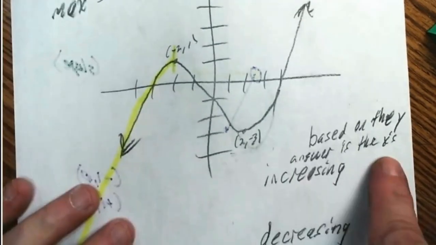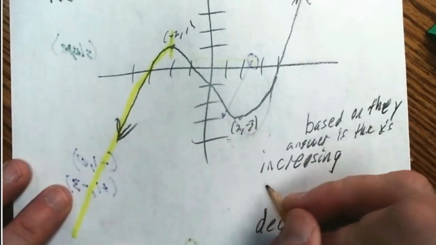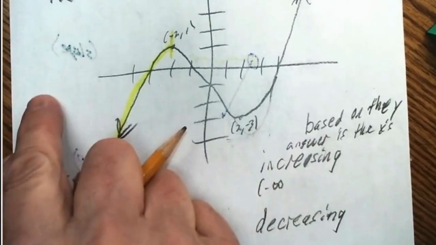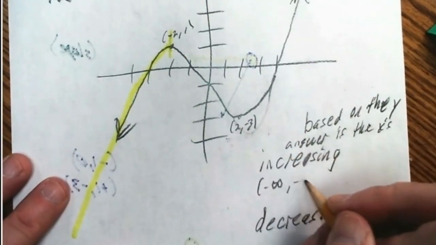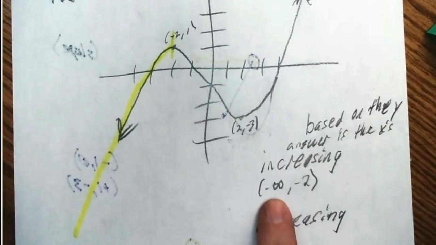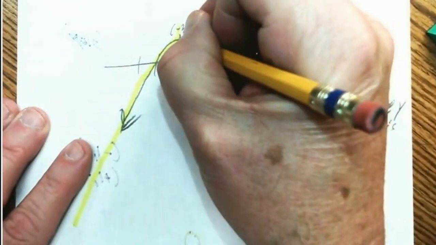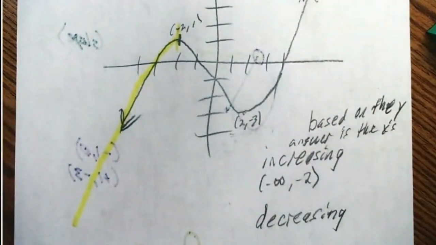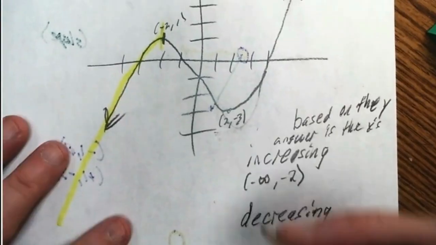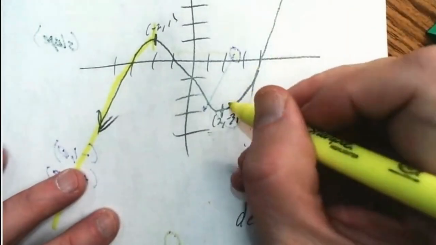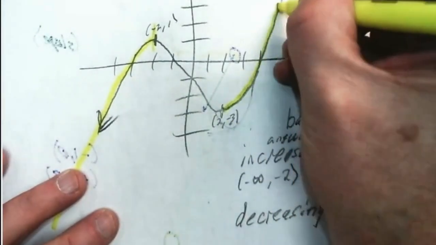So my answer is based on the x's. So when the x is from -infinity until the x gets to -2, it's increasing. But notice when it gets to -2, it's not increasing any longer. It stops. It's flat. The slope is 0 at that very point. But if I look over here, I can see, wait a minute, it's also increasing here.